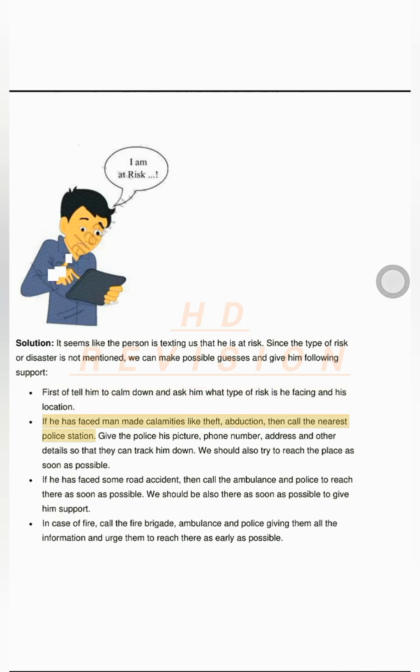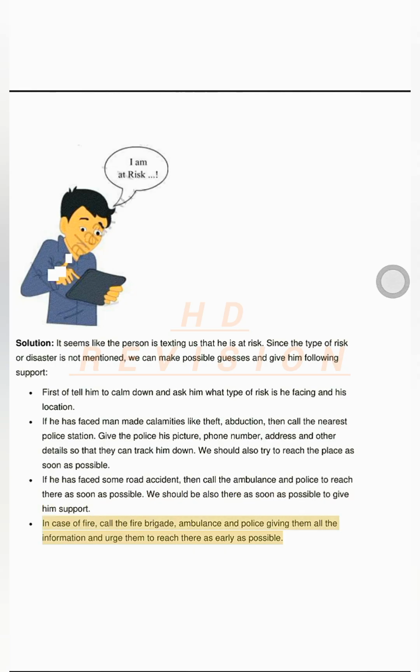If he has faced man-made calamities like theft or abduction, then call the nearest police station. Give the police his picture, phone number, address and other details so that they can track him down. We should also try to reach the place as soon as possible. If he has faced a road accident, then call the ambulance and police to reach there as soon as possible. We should also be there as soon as possible to give him support.